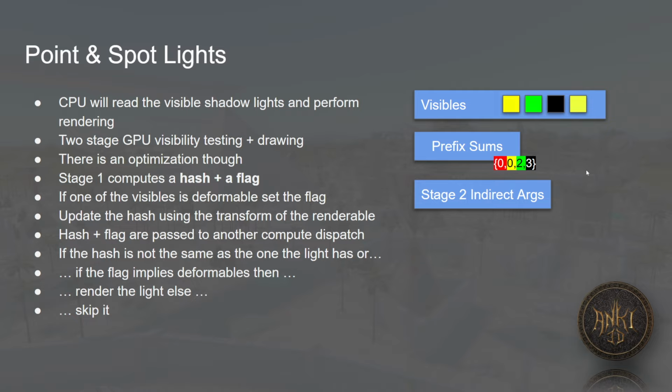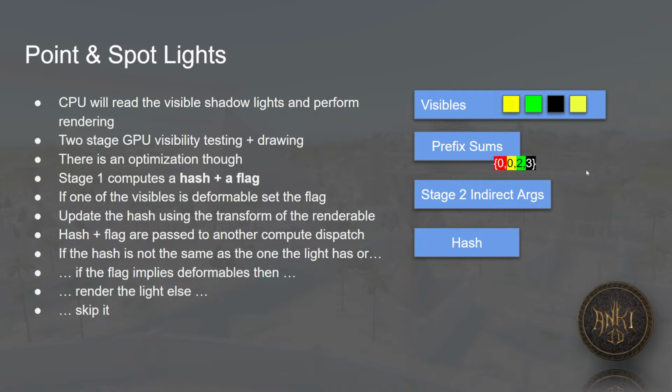Once the CPU is aware of the visible lights that cast shadows, it performs rendering similar to the primary view. We have this two-stage visibility testing and the indirect drawing as before. But there is an optimization though. Stage 1 computes a hash and a flag. This flag is set if the renderables that are viewed by the light contain deformables like a skin or a particle emitter or something similar.